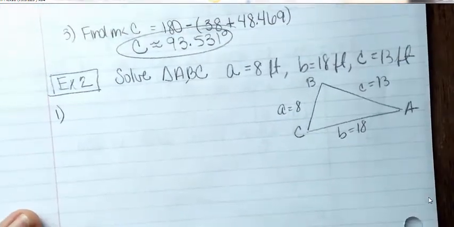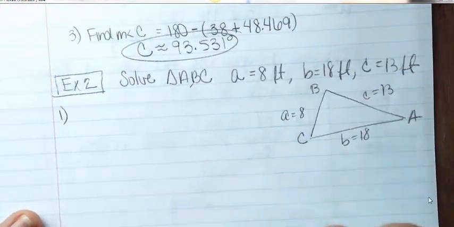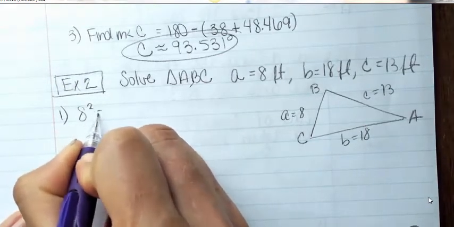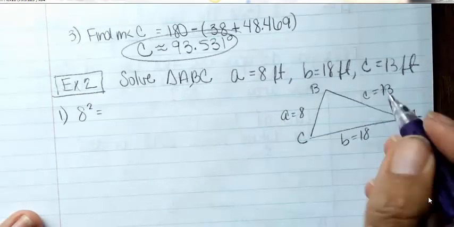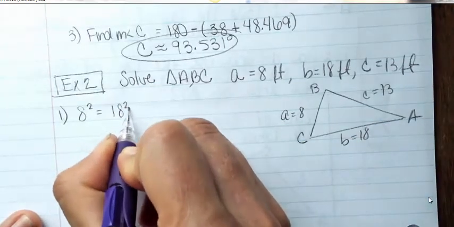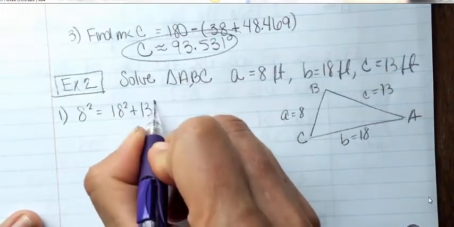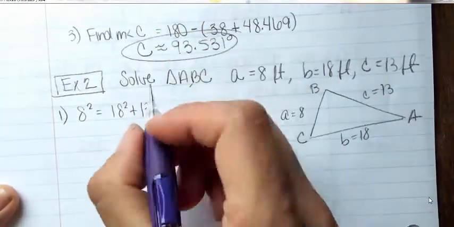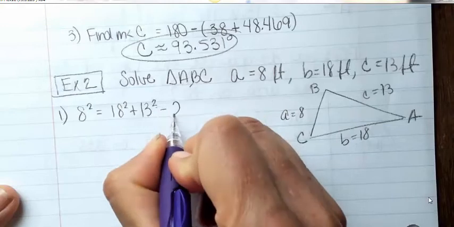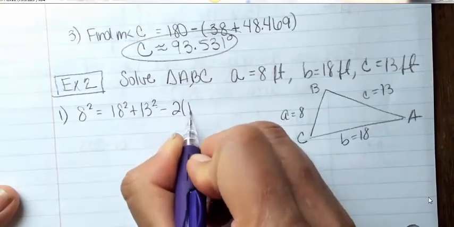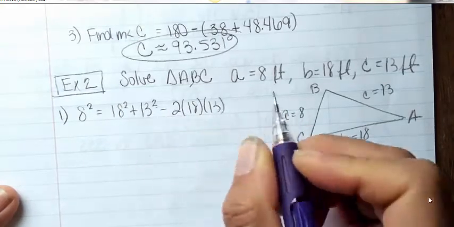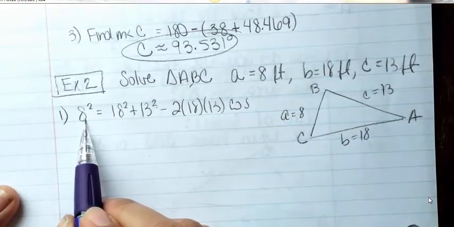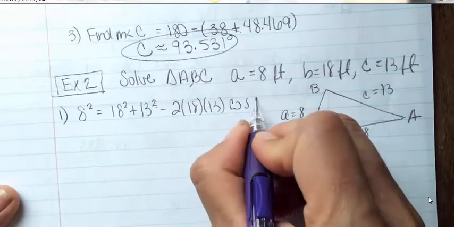Okay, so I'm going to start with finding angle A. So that means I need to start with side A. So I'll do 8 squared equals, then the other two sides, I square them and add them together. 18 squared plus 13 squared. Oops, not C. Minus, now 2 times those two sides, 18 and 13, times cosine of the angle opposite the side that I've got here. So that's cosine of A.